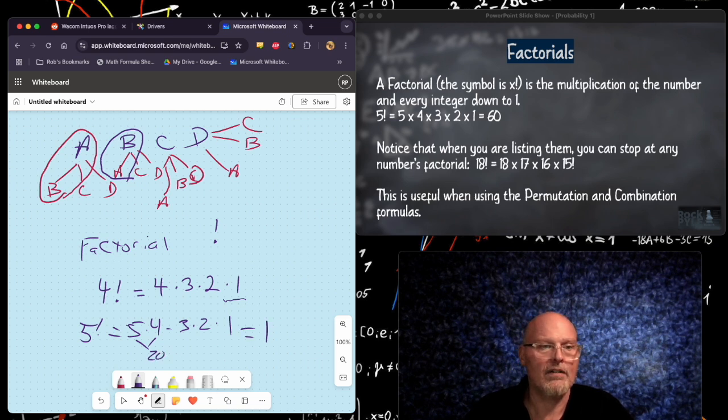Whoa, what did I do wrong? 20, 60, 120. I was wrong up here. So there's 120 options if you have 5 options and you order them all the way down.